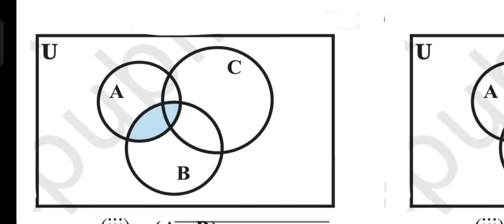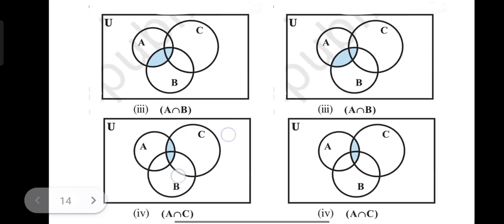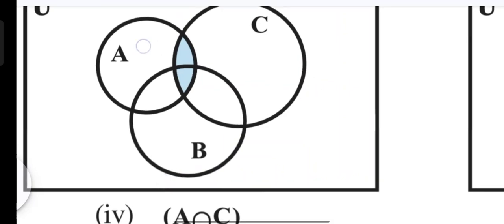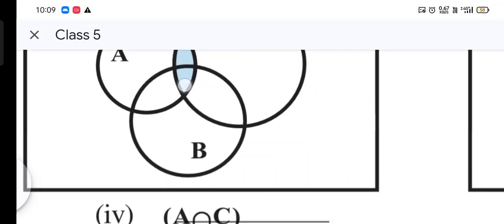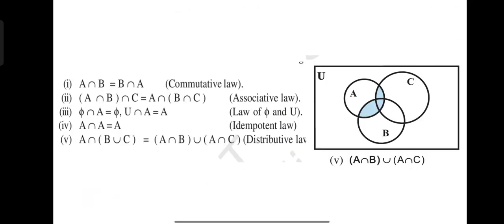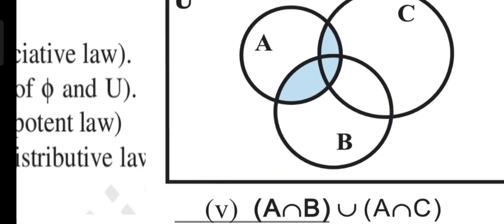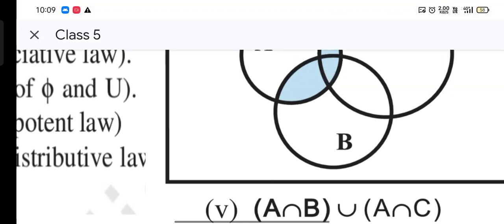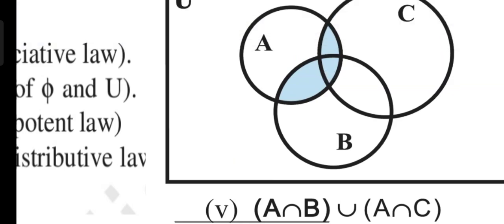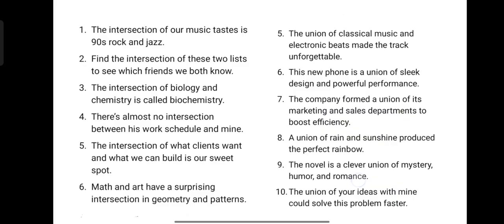So it represents A intersection B, and this picture, this is the intersection of A and C, isn't it? So it represents A intersection C, and here you can see A intersection B and A intersection C are combined together. So A intersection B union A intersection C.